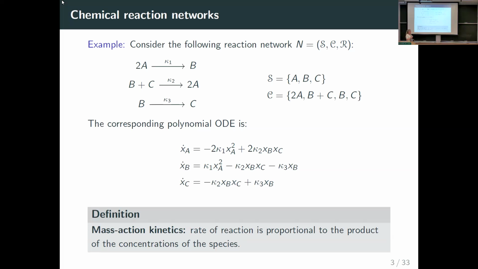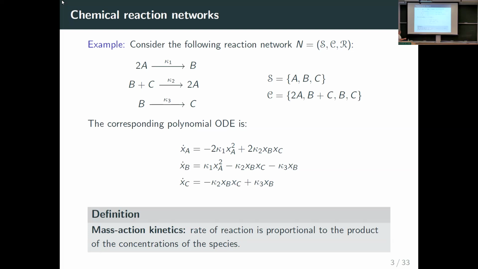So a reaction network in itself is just a graph, and then you need to put some sort of kinetics on it if you want it to model something over time. One of the kinetics that, especially in the applied algebraic geometry world, we like is mass action kinetics. One of the reasons we like it is because it gives us a system of polynomial ODEs. Mass action kinetics tells us that the rate of reaction is proportional to the product of the concentrations of the species.